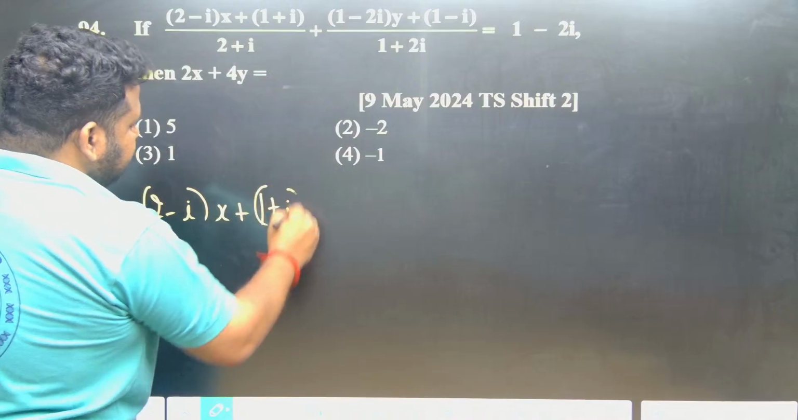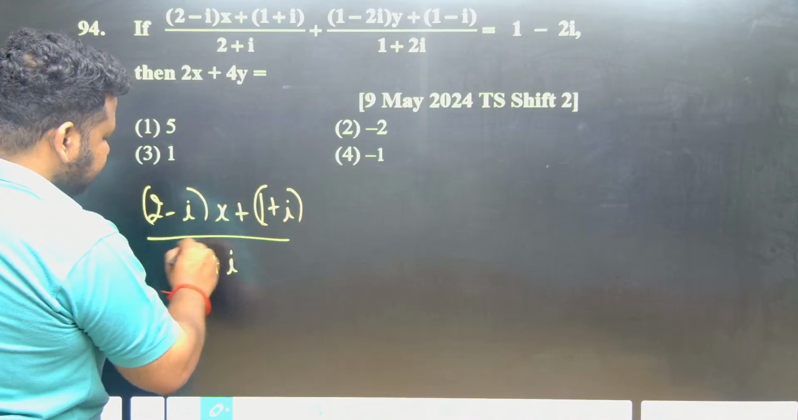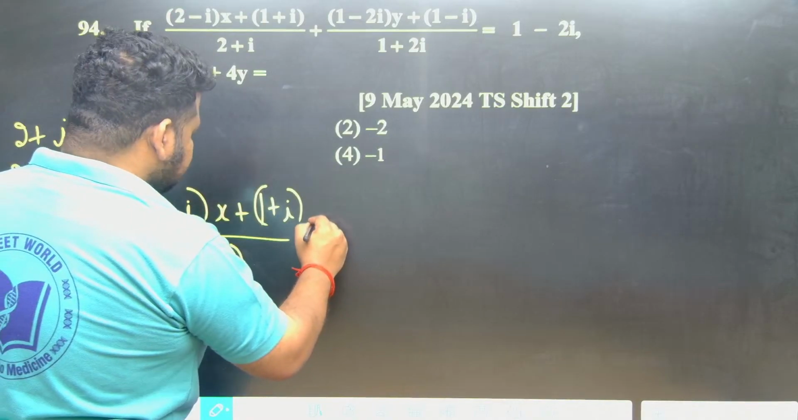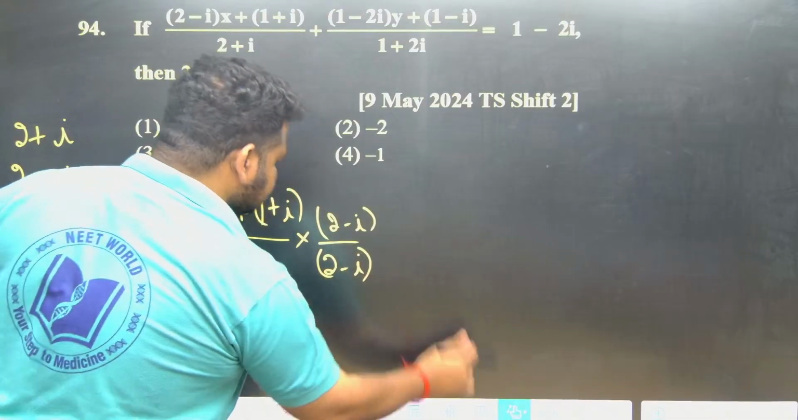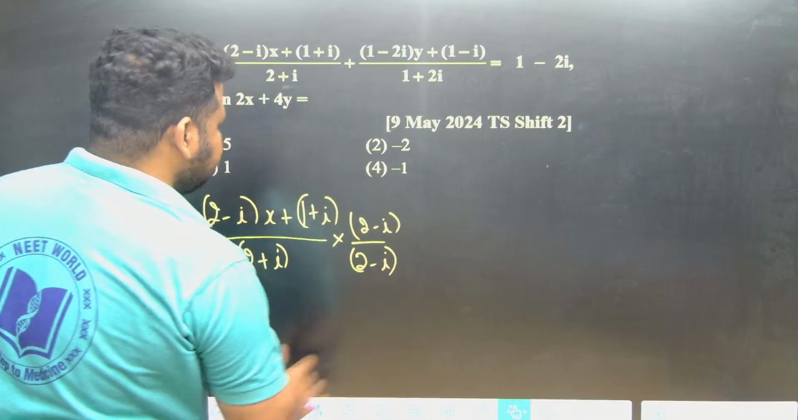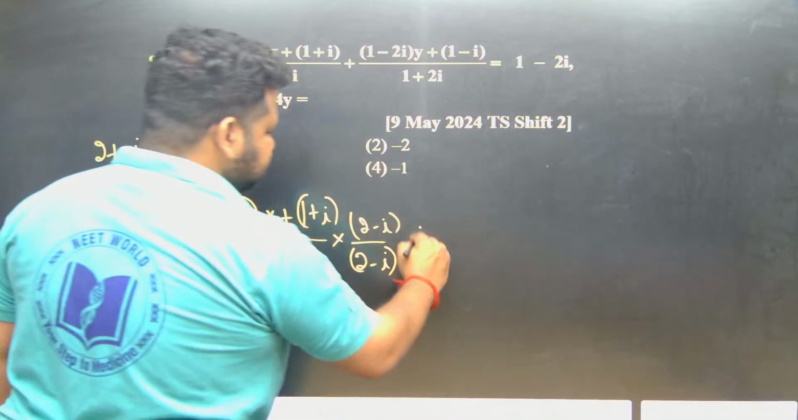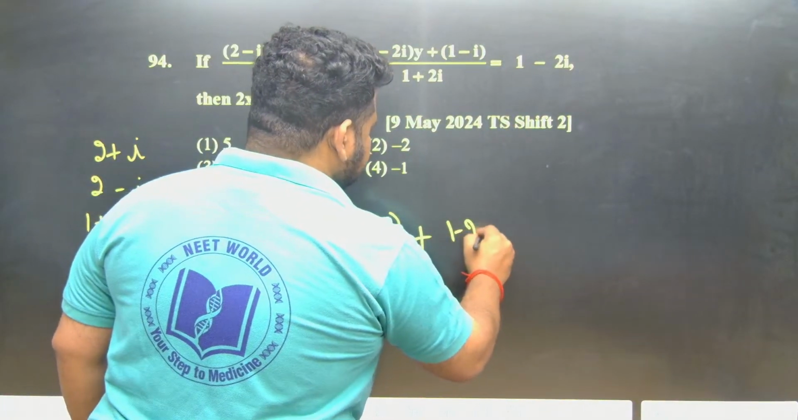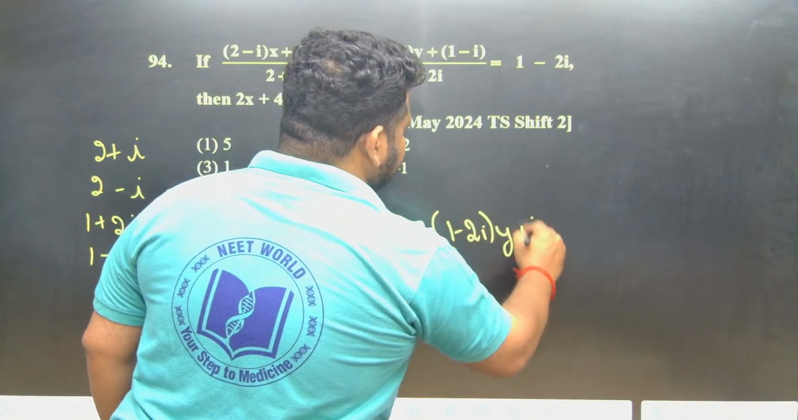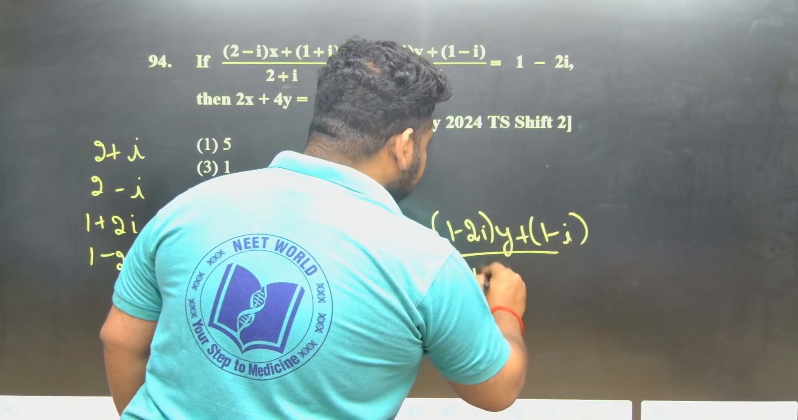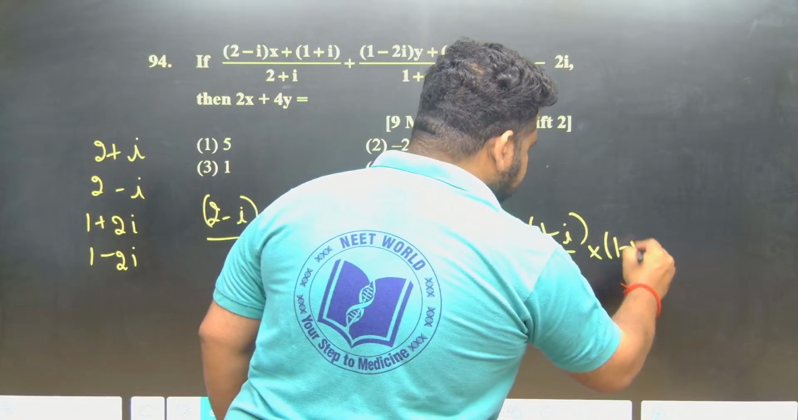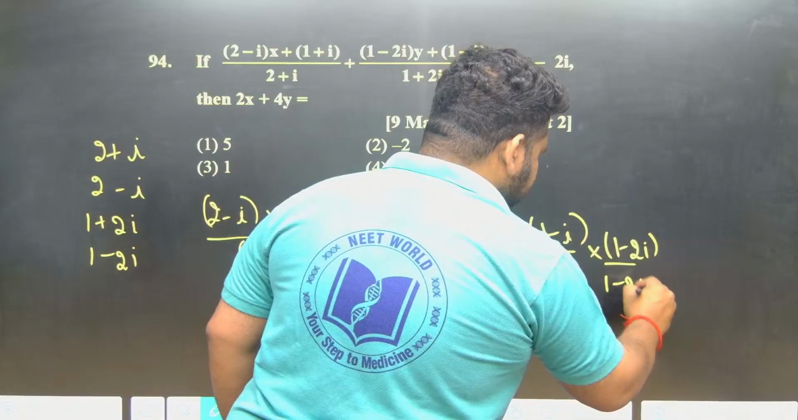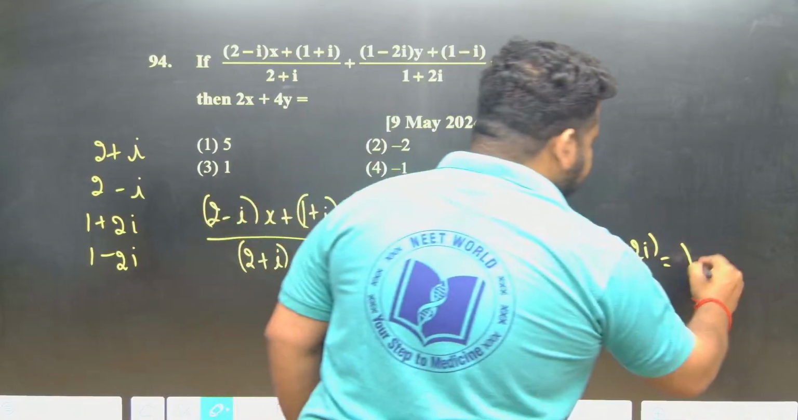divided by what we are having, 2 + i. So let me multiply it here itself, into (2 - i)/(2 - i). I hope the question is visible to all of you. Now look at this. Plus (1 - 2i)y + (1 - i)/(1 + 2i). Let us multiply and divide with its conjugate, (1 - 2i)/(1 - 2i). So this is equal to, on the RHS they have given, 1 - 2i.